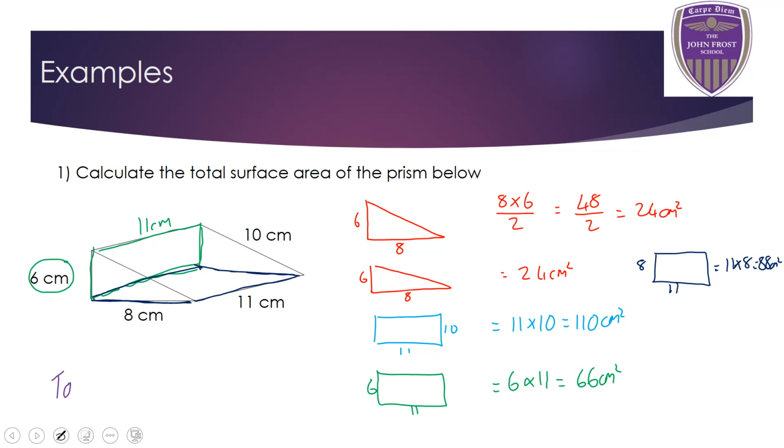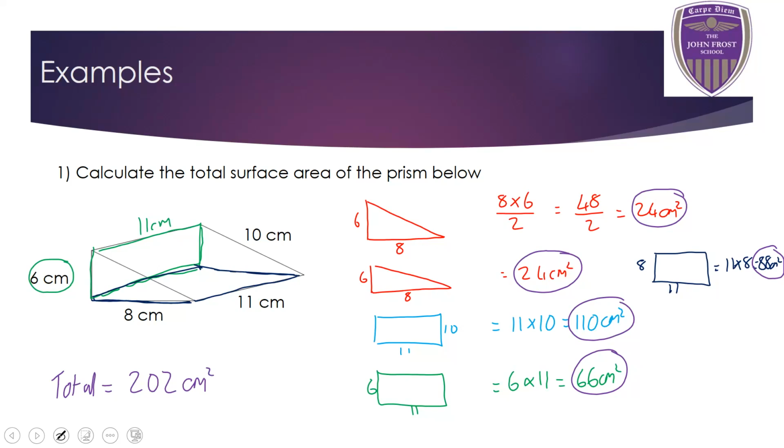So the total surface area on this shape is adding up 24, 110, 66, and 88. For this part of the question, I would expect you to be using a calculator to help you work those out. And in total, that will come to 202 centimeters squared. So adding those 5 face areas up, it comes to 202 centimeters squared.